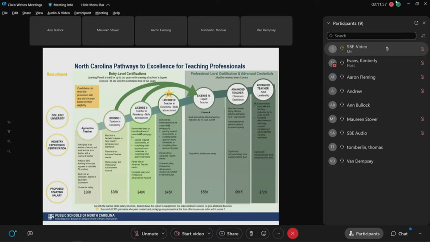So, Kim, I want to make sure we capture that. So the request is to build out the current state of the teaching profession, the current state of licensure. Let's just stick with licensure for right now, or licensure and compensation. The current state of licensure and compensation.